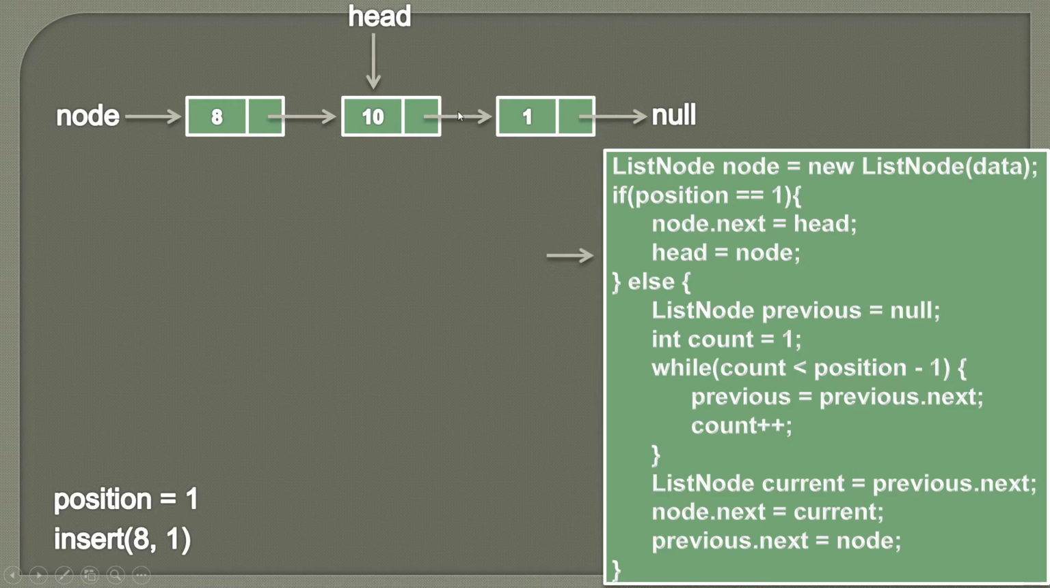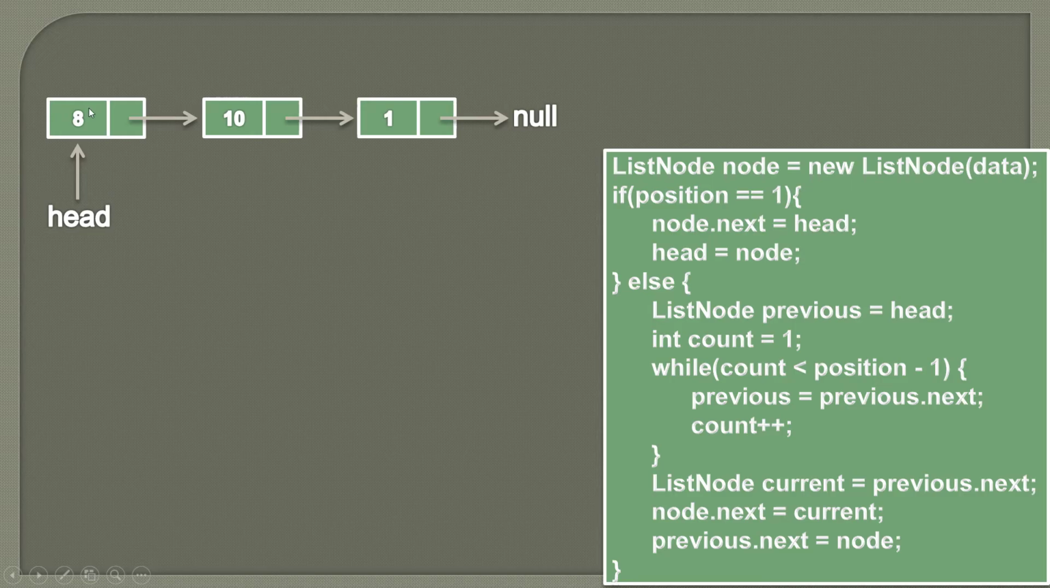So head is pointing to the second node. Now it will point to the node which we want to insert. And here you saw that after inserting the node at the beginning, this was our position 1. Initially at position 1 was this node which shifted towards right and this node came into position 1. Moving ahead.